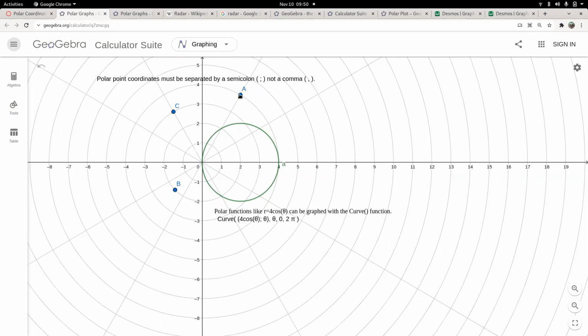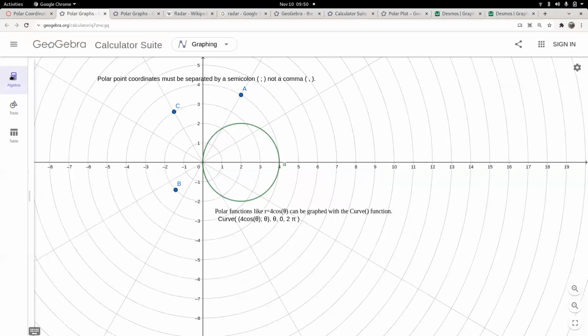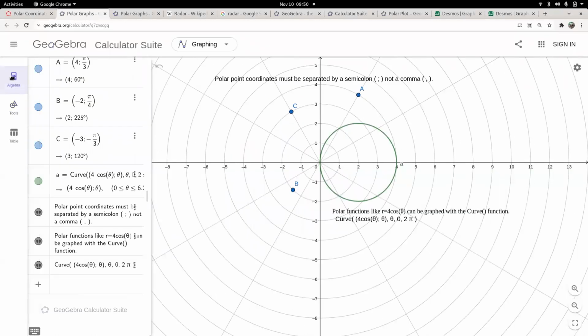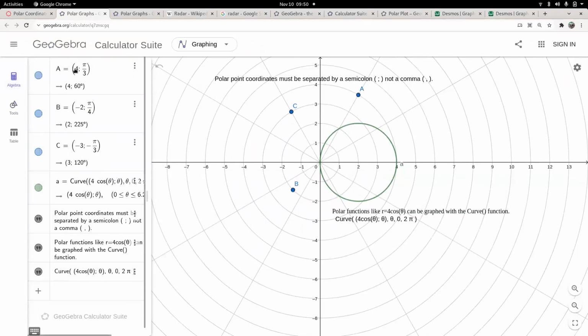So that should be the point 4 pi over 3. This one over here, that's on radius 3, and that angle should be 2 pi over 3. And if I go to the algebra panel, it'll show me what I did here. So in the algebra panel, you can see I just typed 4 semicolon pi over 3.